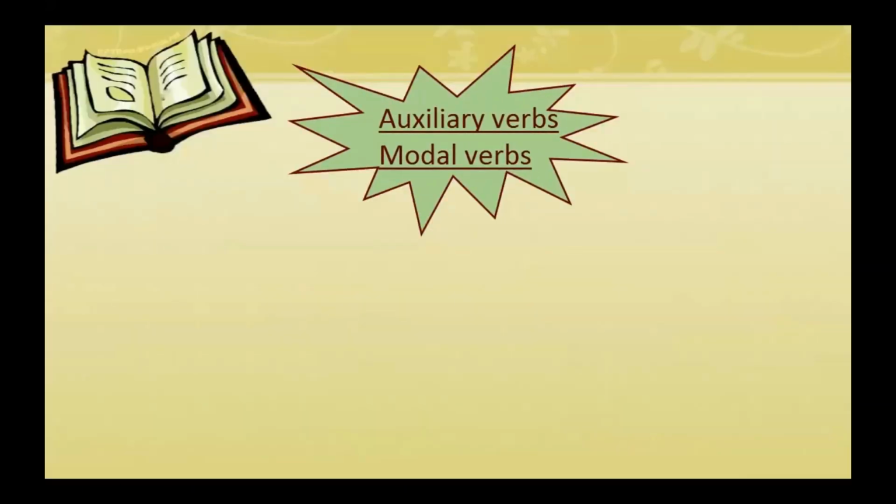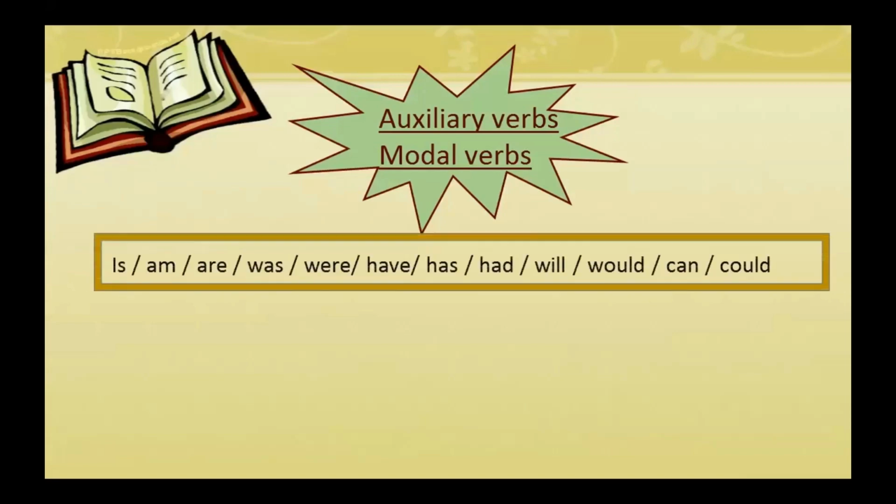We are going to talk about some auxiliary verbs or modal verbs. As I have said, we have to put the auxiliary verb if it is in the main sentence. The auxiliary verbs are am, is, are, was, were, have, has, had, and the modals are will, would, can, could, shall, should, etc.